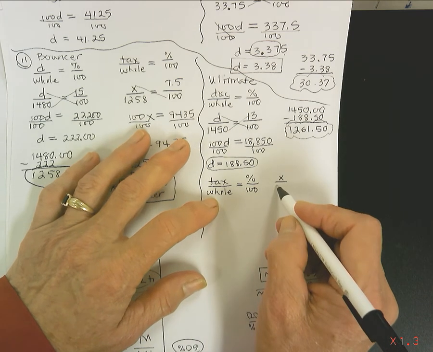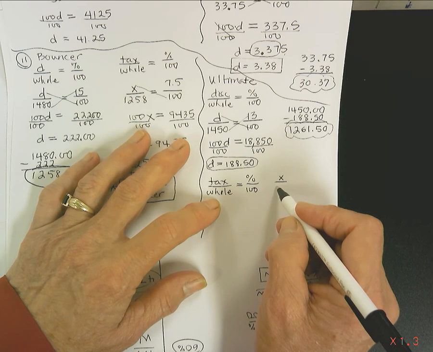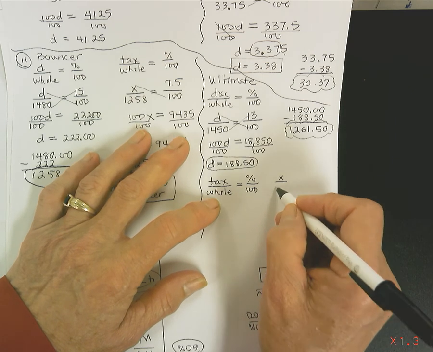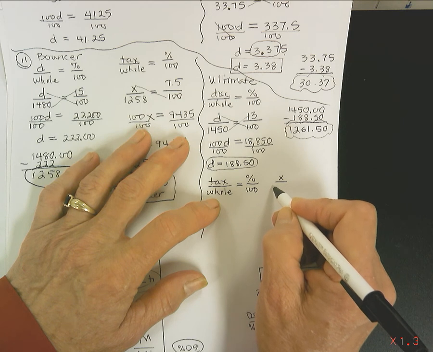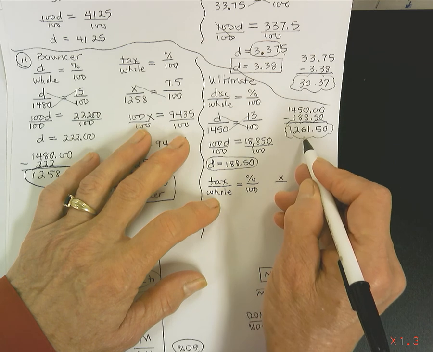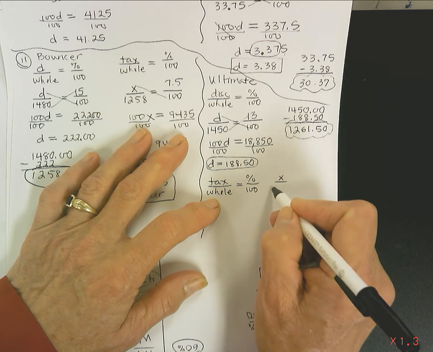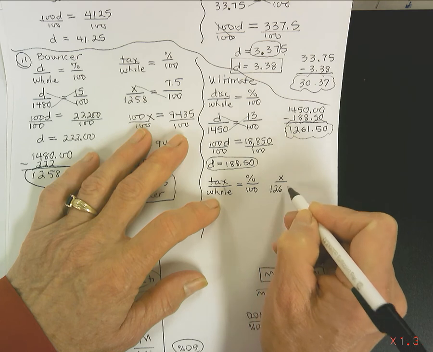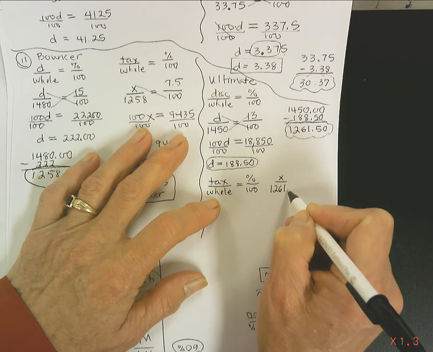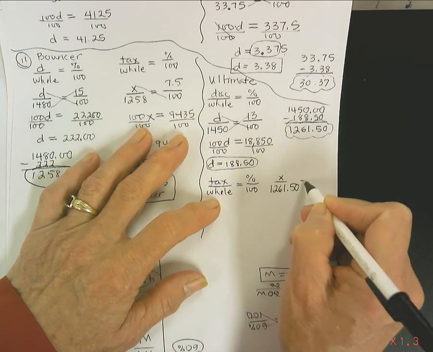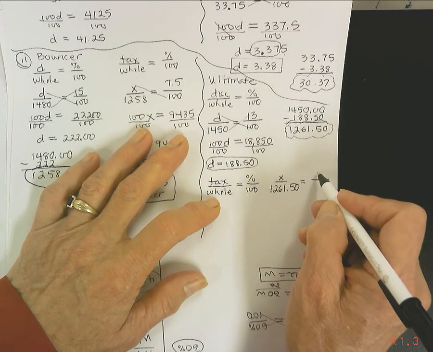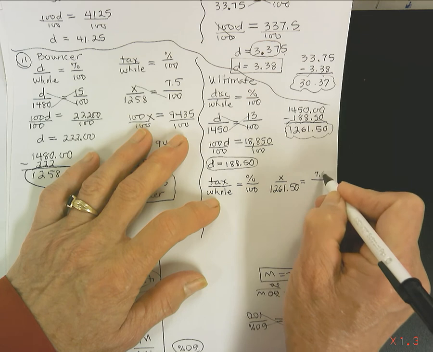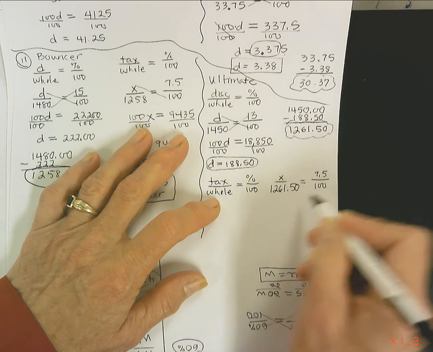Dallas, what's our whole price for this ultimate trampoline right now? What, honey? 1,455. Well, no, that's what we just did in the first step. We came up with the brand new whole price after the discount, $1,261.50. Jax, what's our tax percentage? 7.5, and then the bottom number is 100.